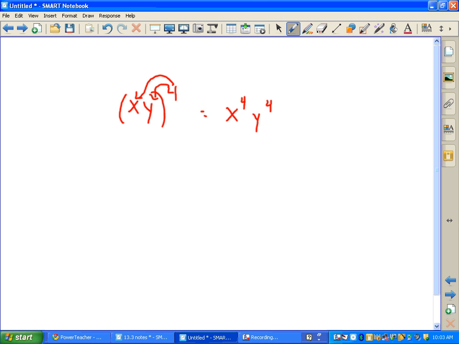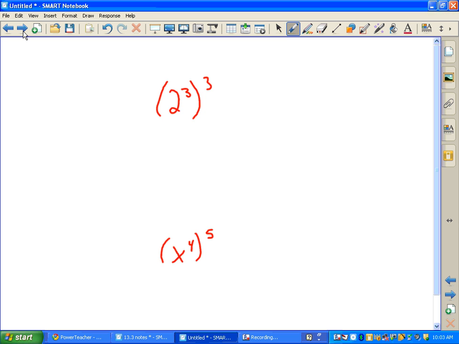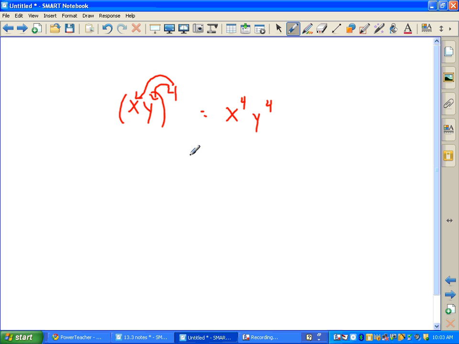And I use the exact same rule when I have numbers. Okay? So if I have 2c squared, then I'm going to get 2 squared and c squared. Now, when I have a number raised to a power, I can simplify that by multiplying. 2 squared means 2 times 2, which is 4. So I have 4c squared as my answer. Same rule, I just put the exponent on both of them.